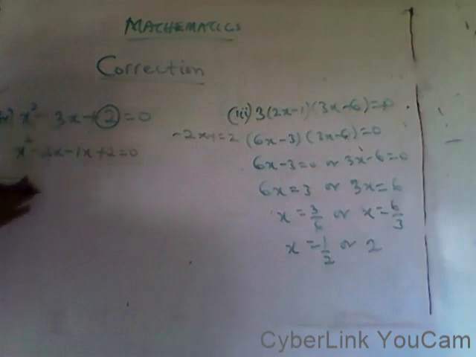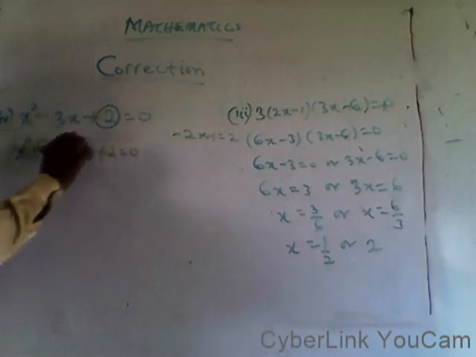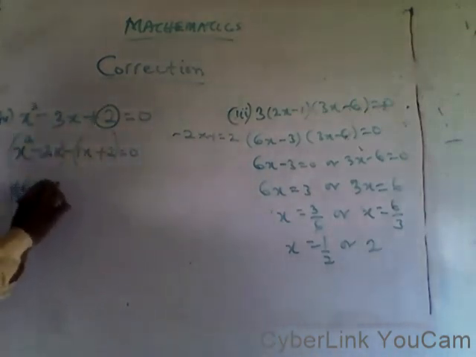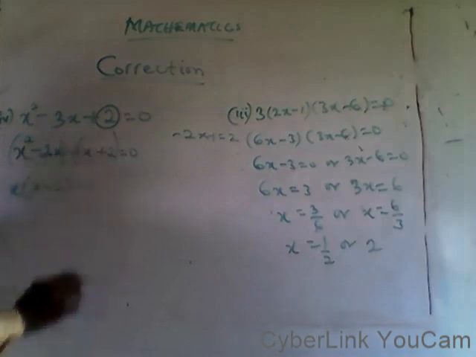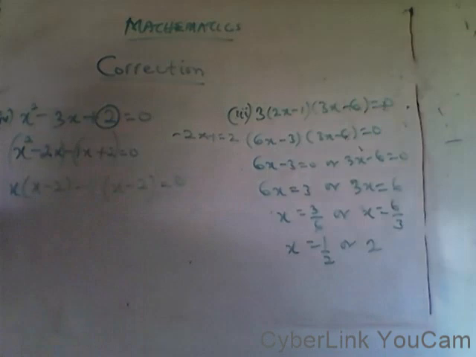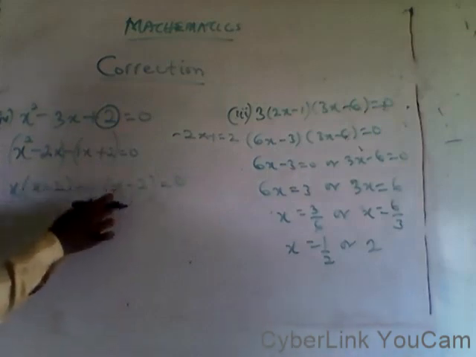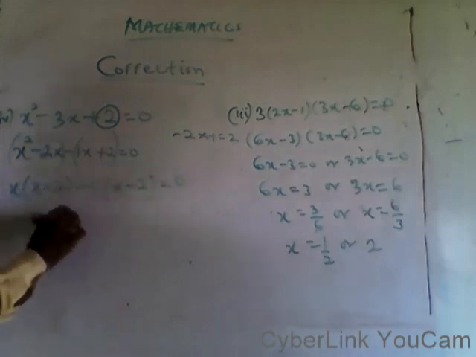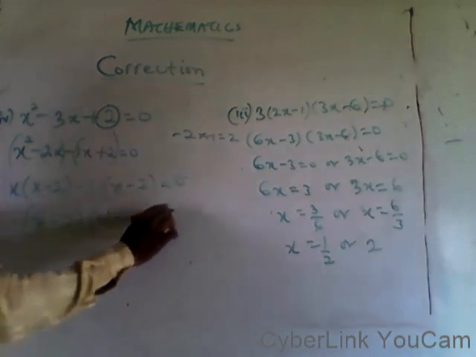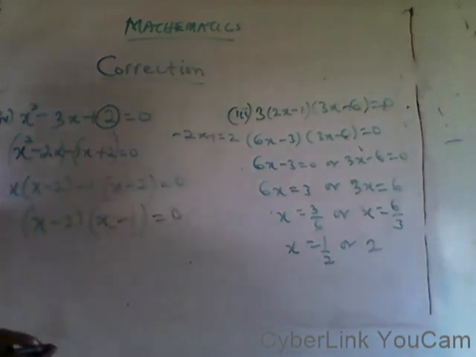Now, you have 4 items, so you can group them into 2, just like what we did in the last lecture. Now, what is common here? x is common, so you have x minus 2. What is common here is minus 1, so you have x minus 2 as well, equals 0. Now, this and this, they are the same thing, so you can take it out. So you have the first one, x, and the second one, minus 1, equals 0.